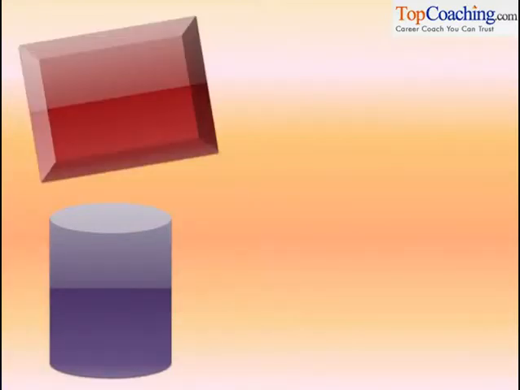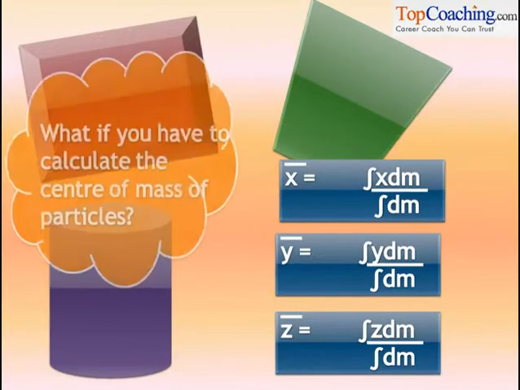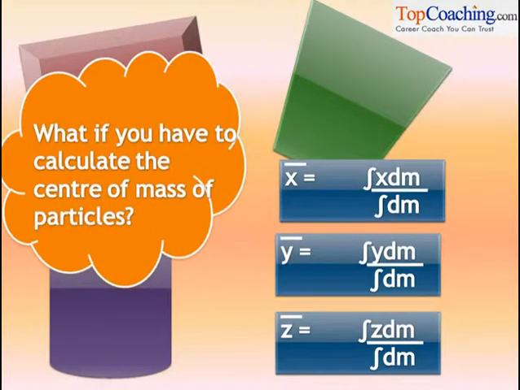Now, in the case of rigid bodies, like this cylinder or this plate here, these are the values. X bar, y bar and z bar are the values of the x, y and z coordinates of the center of mass of a body, isn't it? But what if there are no rigid bodies? What if you have to calculate the center of mass of a group of particles?